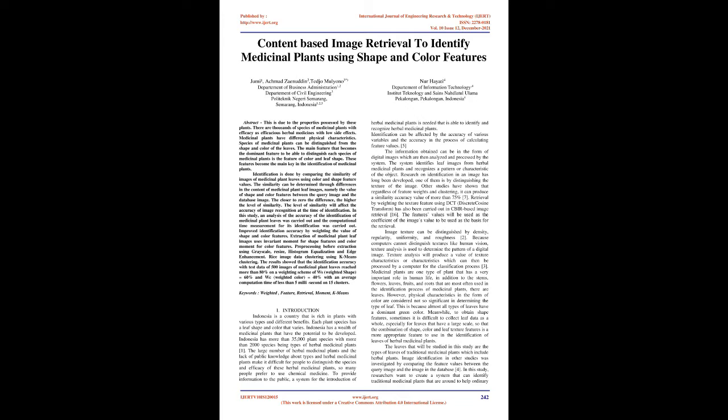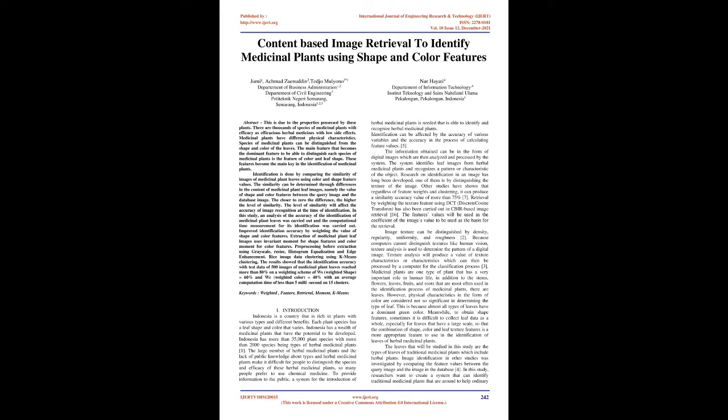In this study, an analysis of the accuracy of the identification of medicinal plant leaves was carried out and the computational time measurement for its identification was carried out. Improved identification accuracy by weighting the value of shape and color features. Extraction of medicinal plant leaf images uses invariant moment for shape features and color moment for color features. Pre-processing before extraction uses grayscale, resize, histogram equalization and edge enhancement.